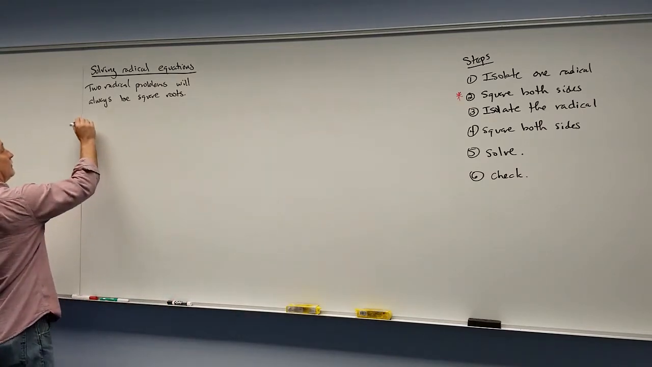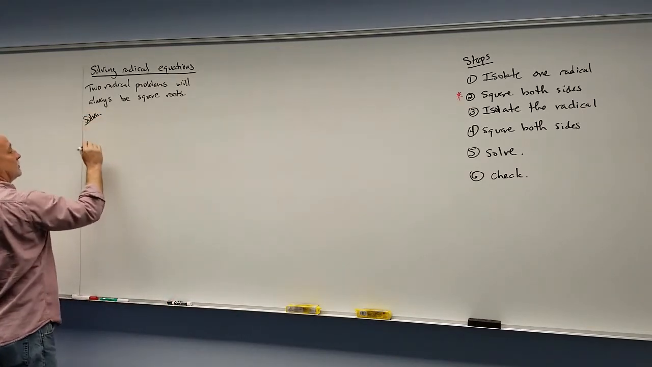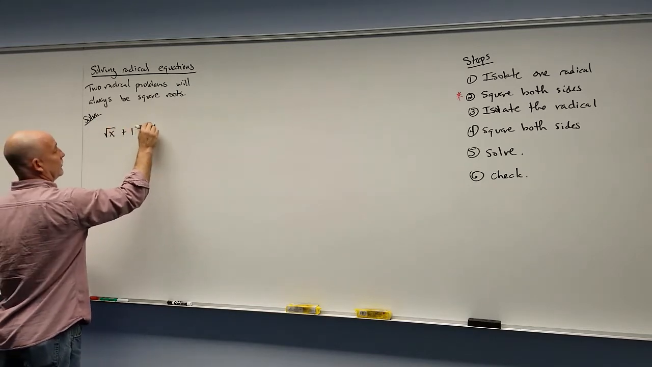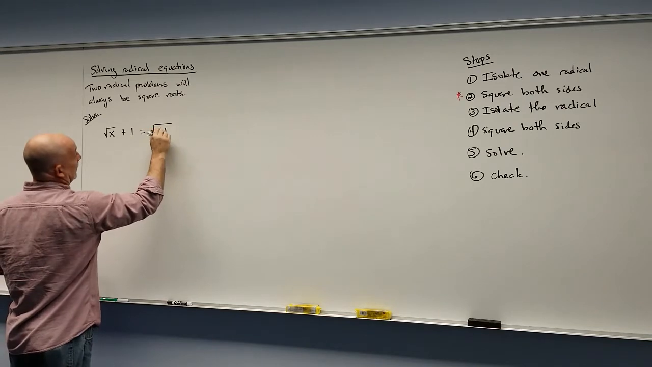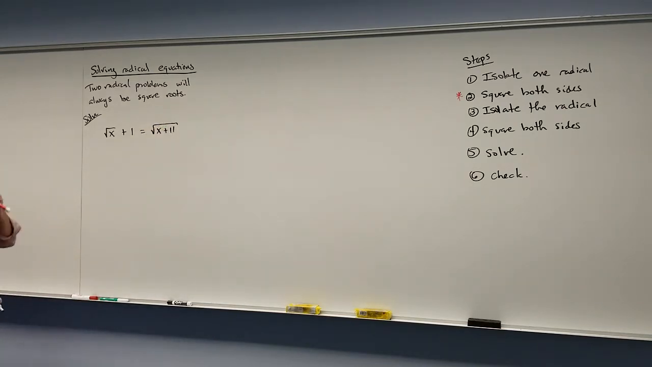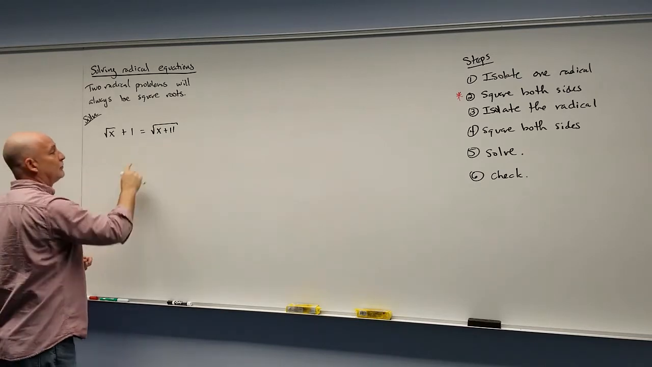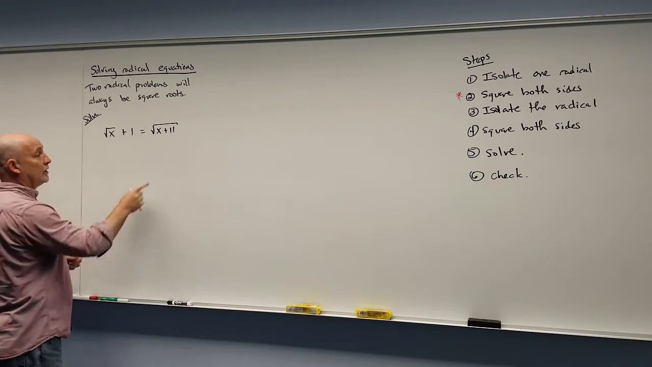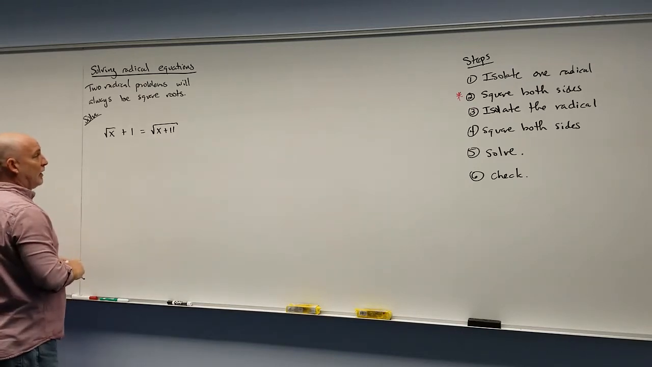All right, let's just try a few again. Our directions haven't changed. Directions are still solve. Let's say if I said the square root of x plus 1 is equal to the square root of x plus 11. All right, this is a two radical problem. So let's follow our steps. Isolate one of the radicals. Well, that's done. That radical on the right-hand side is all by itself.